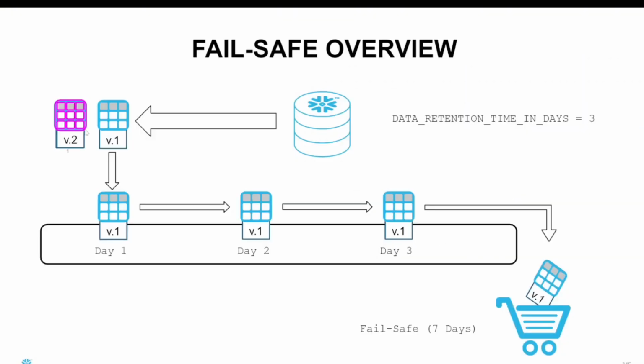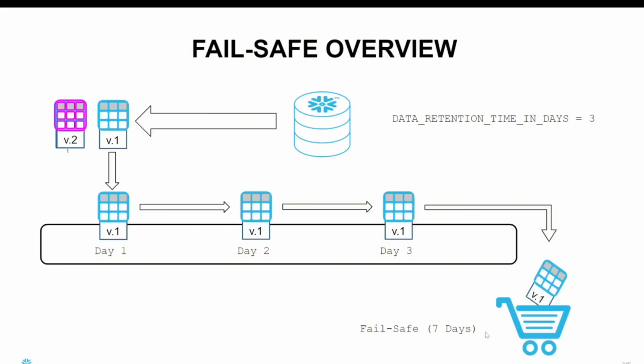Fail-safe is going to help you if you want to retain the data after the retention applied on the table is over. After 3 days, on the fourth or fifth day, if you want to access this V1 version of the data, you have to access it from the fail-safe option, which has a default of 7 days. Under fail-safe, Snowflake keeps your entire data set for 7 days, by default for all the objects we have in Snowflake.